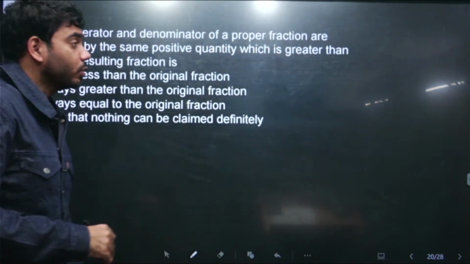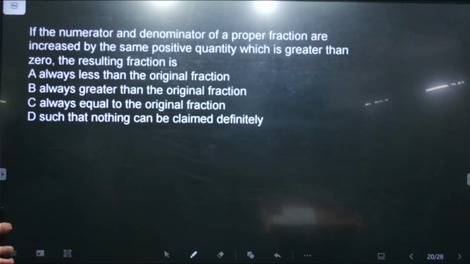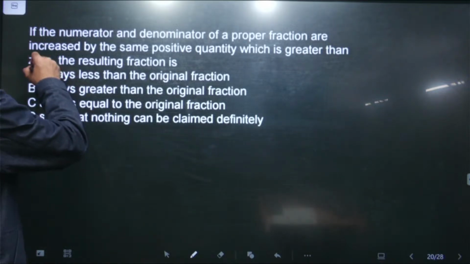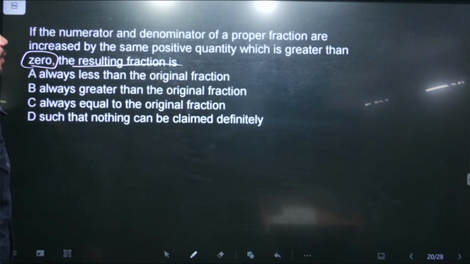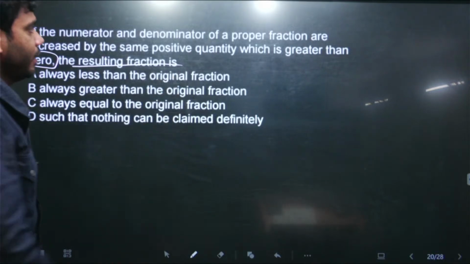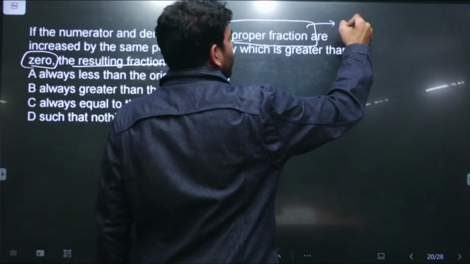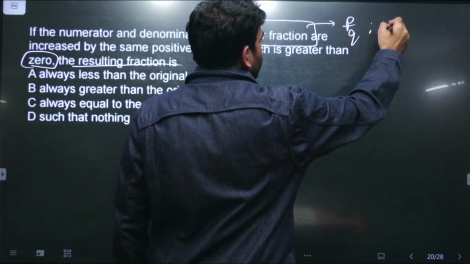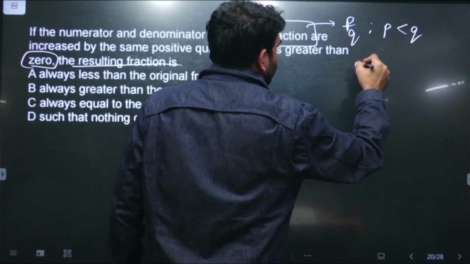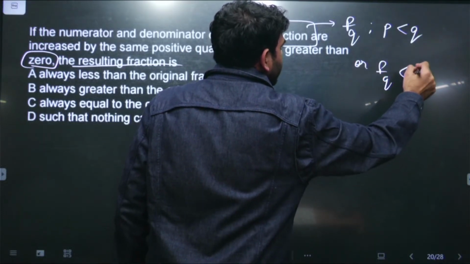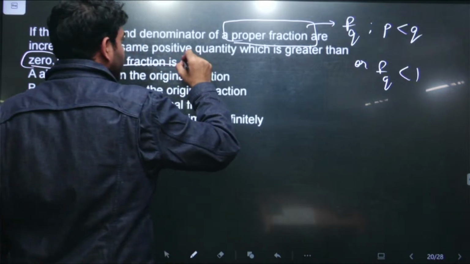So this is the next question. The question says: if the numerator and denominator of a proper fraction are increased by the same positive quantity which is greater than 0, then the resulting fraction is. It means, first of all, be very careful, he is asking about a proper fraction. A proper fraction is the kind of fraction where p is less than q, or p by q is less than 1, and he is saying it is a positive quantity.